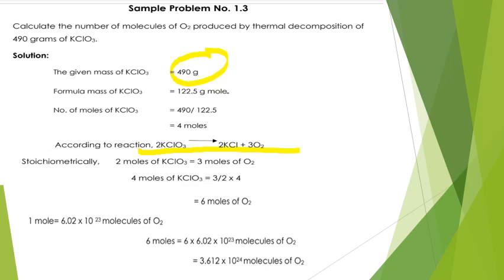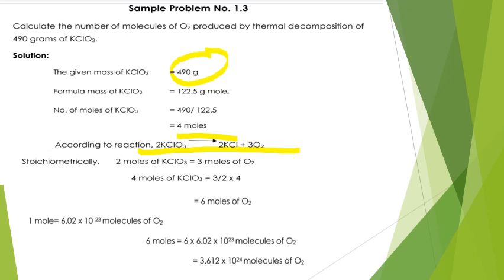Now, how to calculate the moles of the substance? That is given mass over molar mass, 490 upon 122.5. The moles found are 4 moles. What is the stoichiometric relationship between KClO3 and oxygen? You have to calculate the number of molecules. Definitely you will apply Avogadro's number here. Before this, you should know the moles of oxygen.